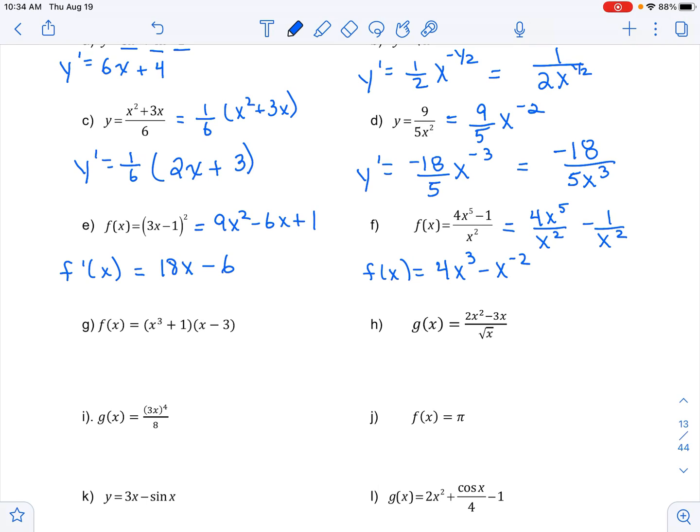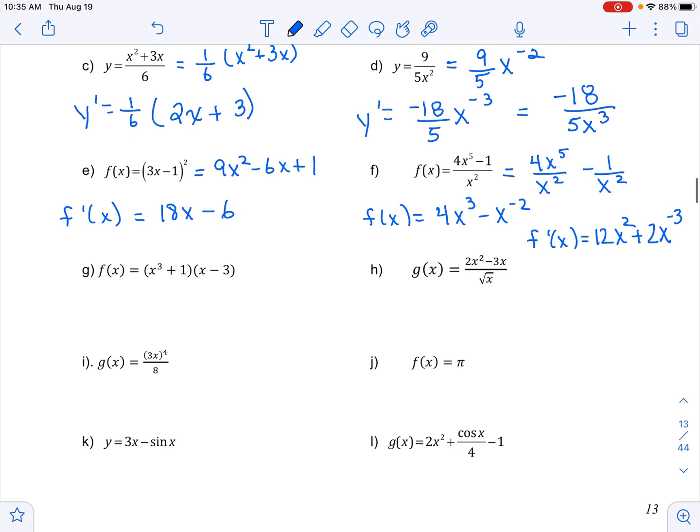So step 1 is to rewrite it, and then let's go ahead and take the derivative. So bring down the power, reduce the power by 1. The next one, if I bring down the power, it becomes a positive 2, reduce the power by 1. Okay. At this point, try the last 6 on your own, and then you can check it against my answer key that is posted.